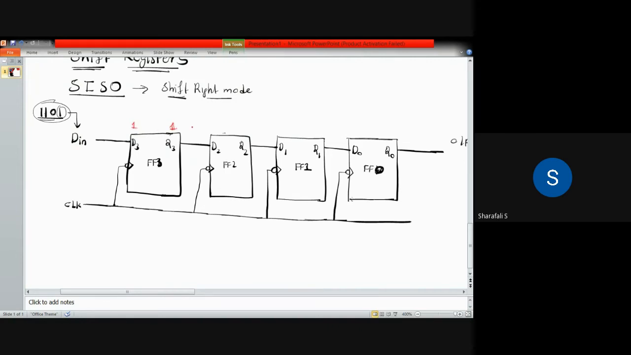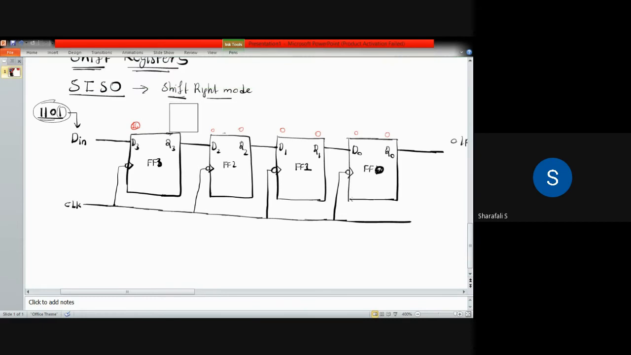But at this time, D2 is 0, Q2 is also 0, D1 is 0, Q1 is also 0. So initially when there is no data, all of them are 0. Then when the first clock pulse edge comes, that is negative triggering, the state is going to change.